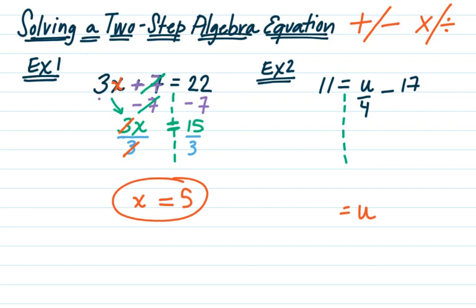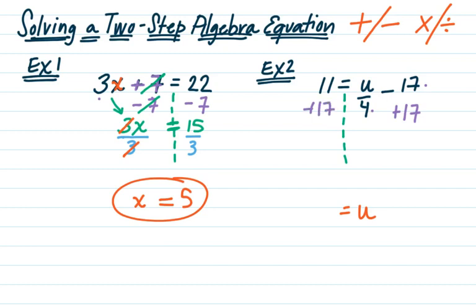So again, we've got a problem because we've got to remove the 4 and the 17. First thing I'll remove is the one that's farther away from the U, the 17. Minus 17, the opposite is plus 17. But since I did it on the right, I have to also do it on the left.